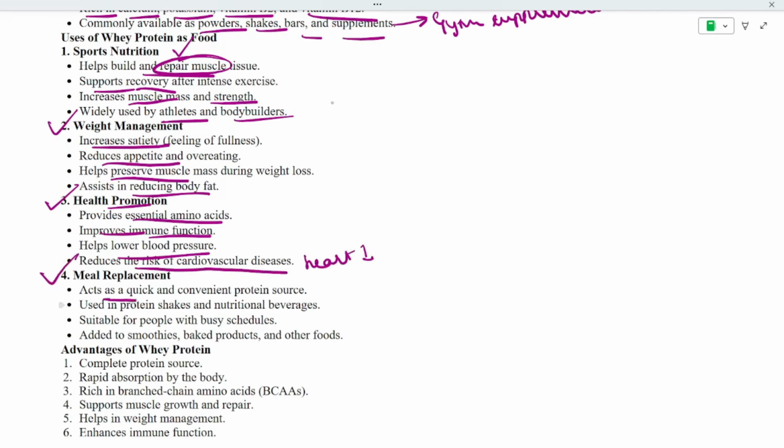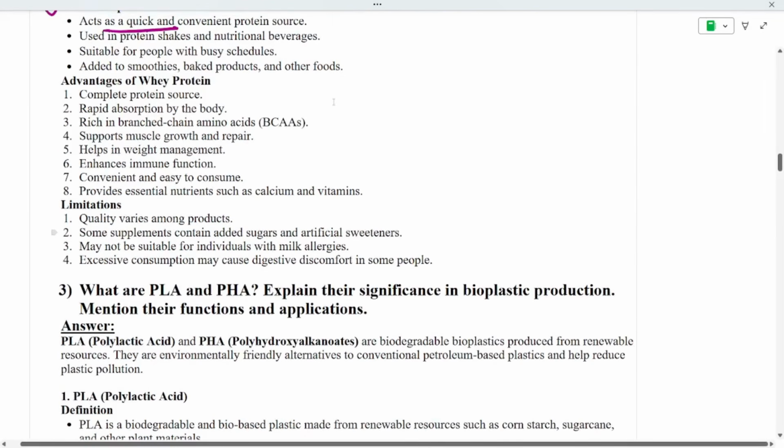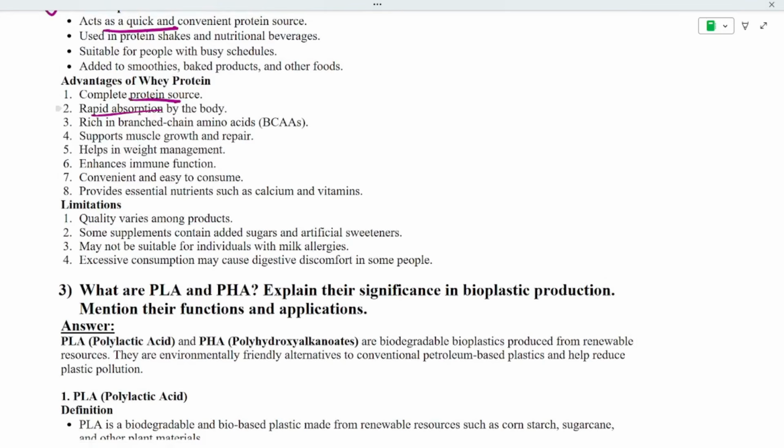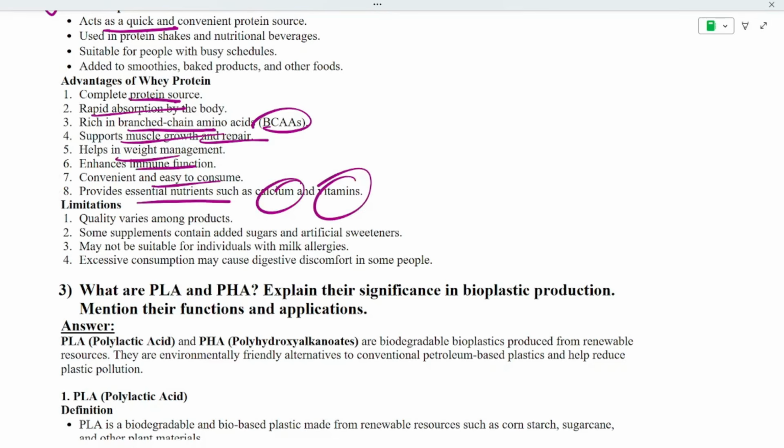Next, as a meal supplement, you can use it as a one-time meal and all. Next, advantages: complete protein source, rapid absorption, BCAAs as I said, muscle growth and repair, helps in weight management, immune function, easy to consume, and provides essentials such as calcium and vitamins. Limitation: quality varies among products.